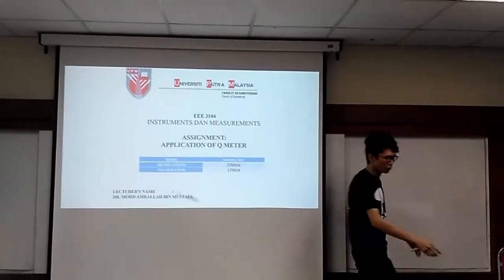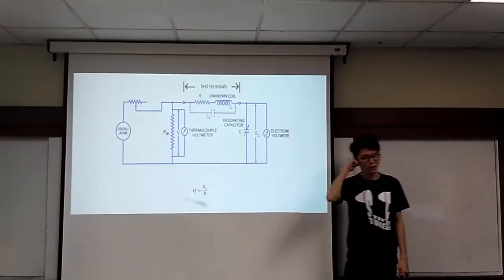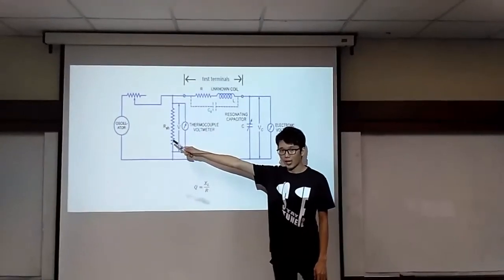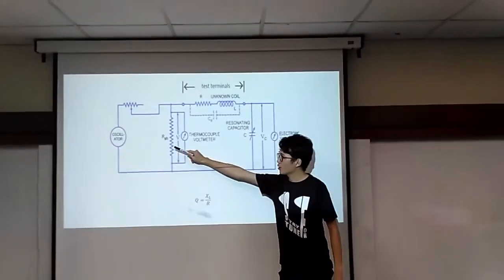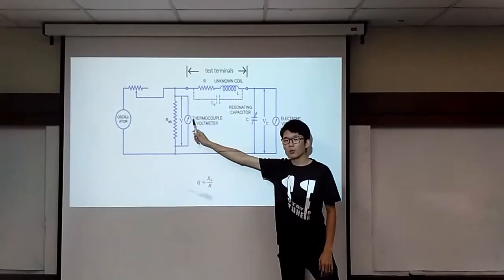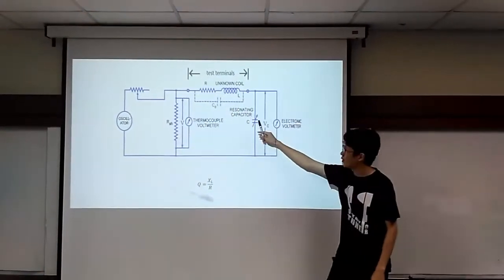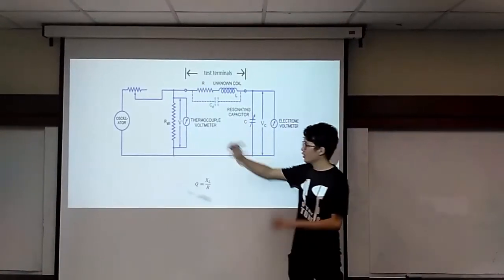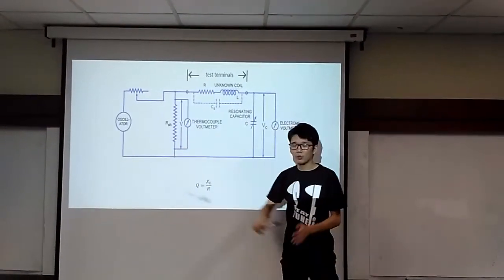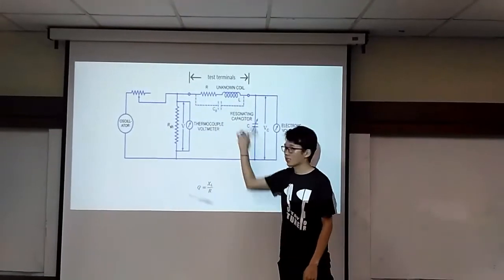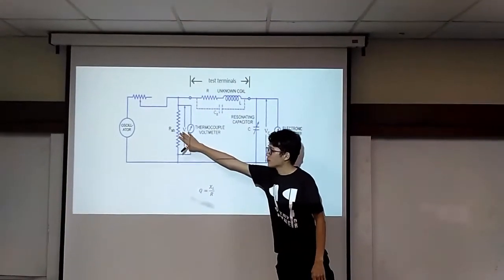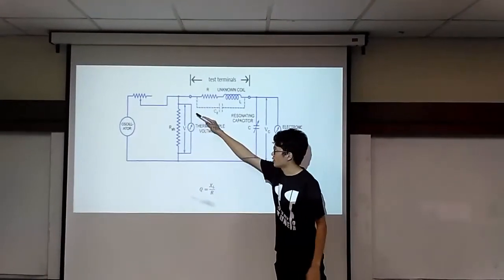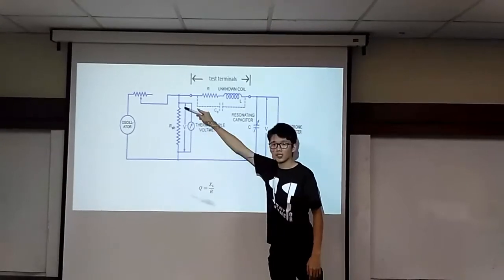So first of all, I will show you the basic circuit of a Q-meter. A Q-meter actually consists of an oscillator. Then here is a low value resistance, and here is a resonating capacitor. Basically, the oscillator will act as a voltage supply to this circuit. Then the RSH, the low value resistance, is actually trying to short the terminal here.